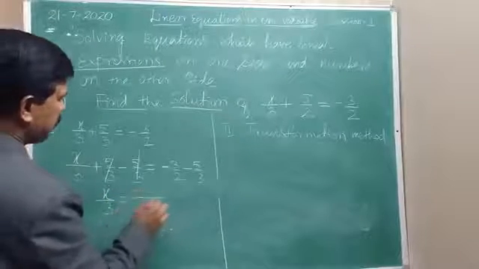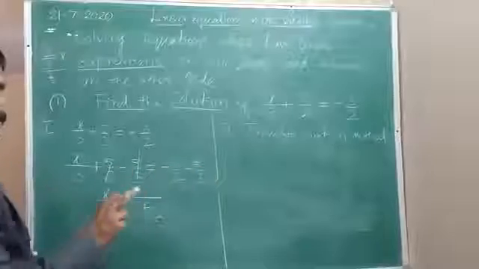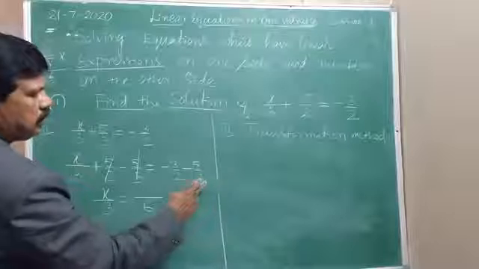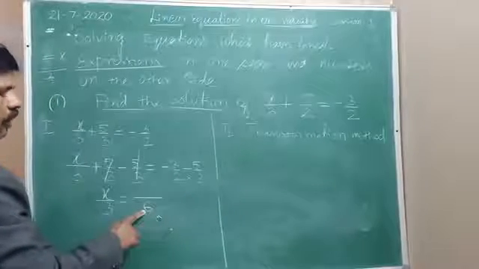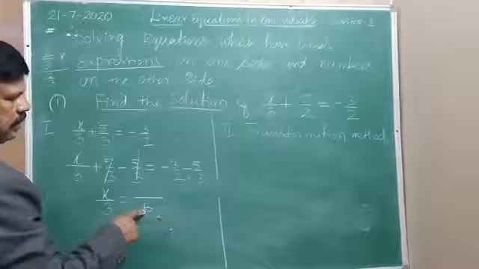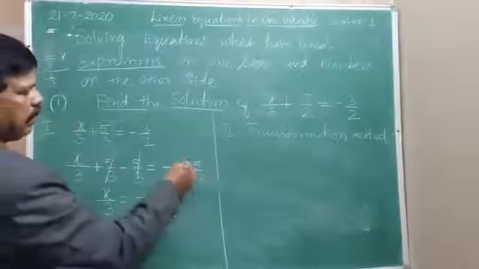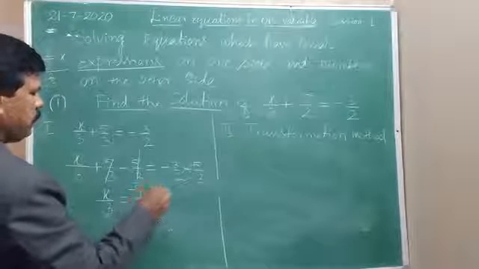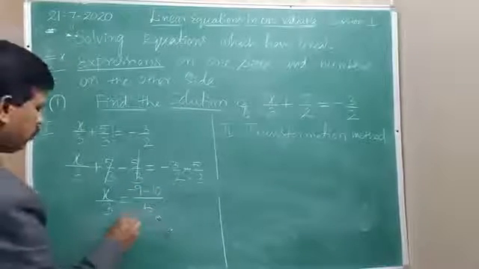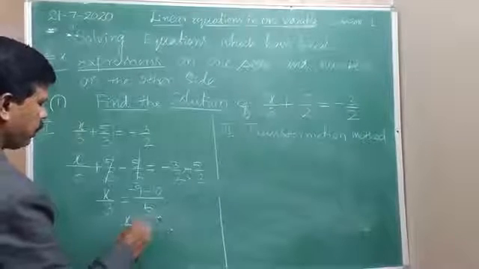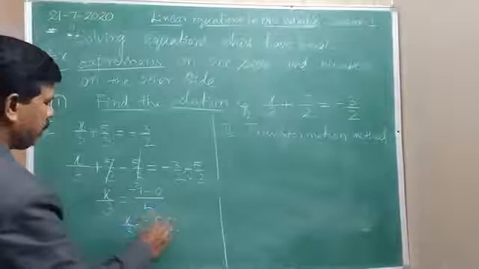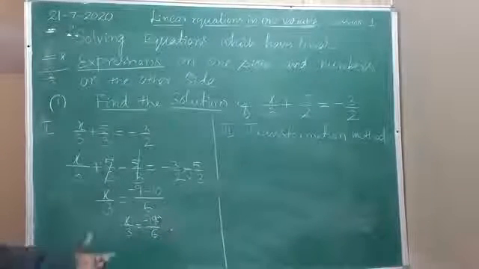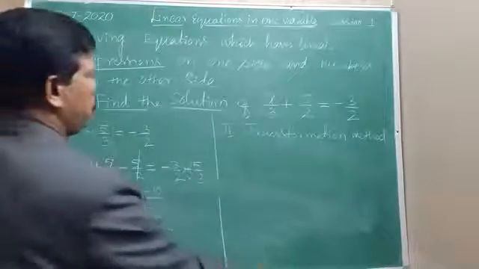Now the LCM is 6, I am writing directly. You know how to take the LCM. These are prime numbers, so their product is itself the LCM. Then when you are taking the product, you cross multiply: 3 3s are 9, minus 5 2s are 10. Now this is x by 3 equals minus 19 by 6.